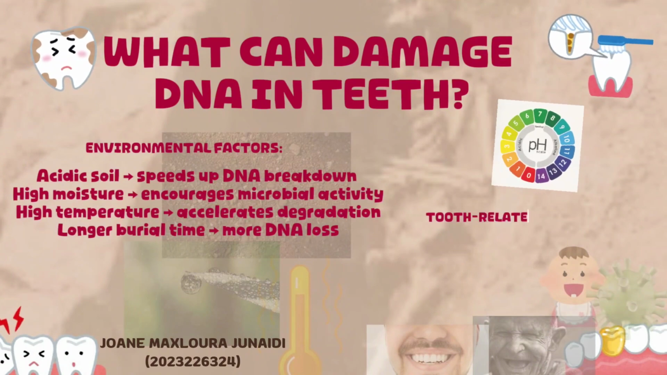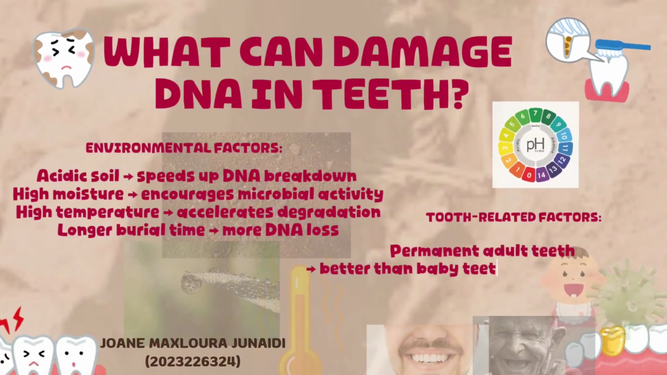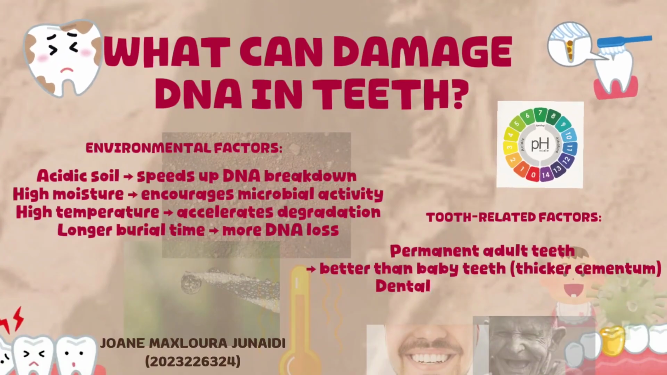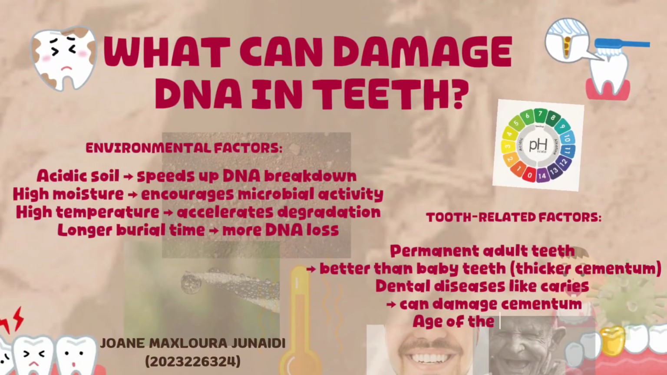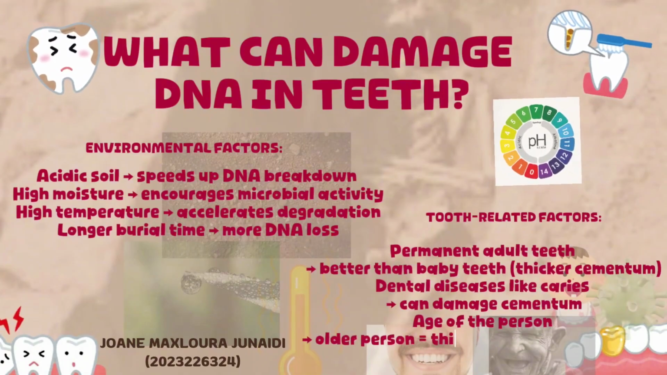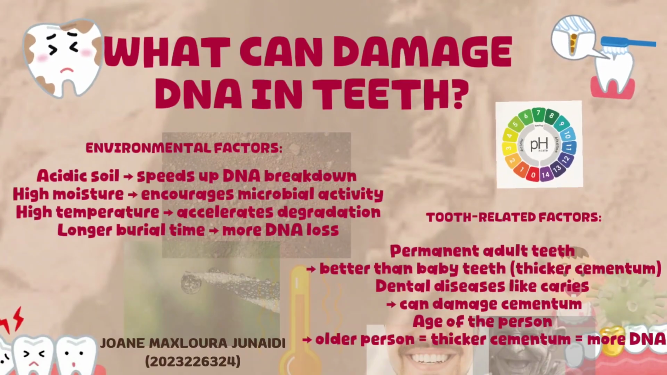Second, tooth-related factor. Permanent adult teeth or proven baby teeth are better because they have thicker, more developed cementum. Dental disease like tooth decay can compromise cementum integrity and reduce its protective capacity. But interestingly, older individuals actually have an advantage here because their cementum is thicker, storing more DNA. This is why forensic scientists must carefully evaluate each tooth before attempting any extraction.